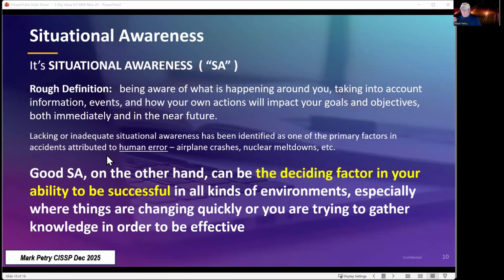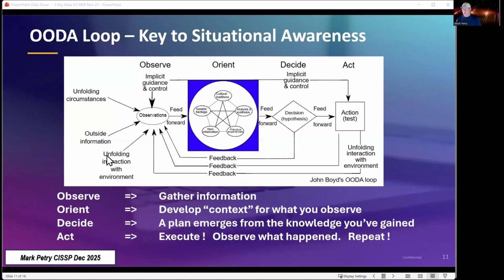And even more importantly, lack of situational awareness, where you don't understand what is going on, is a known causal factor in things like airplane crashes, nuclear power plant meltdowns like Three Mile Island, et cetera. So maintaining your situational awareness, especially in highly dynamic situations, is key.